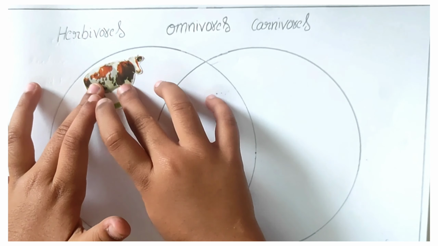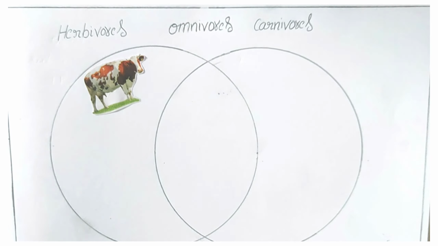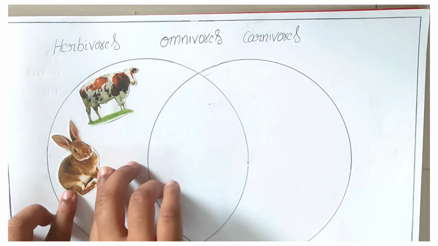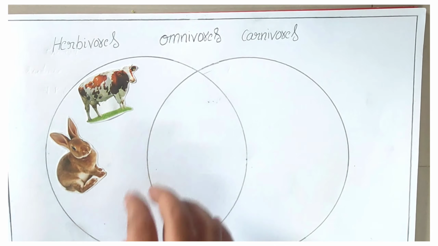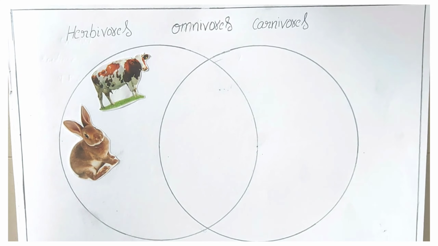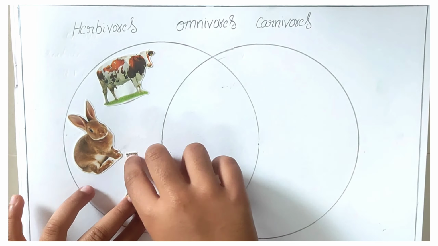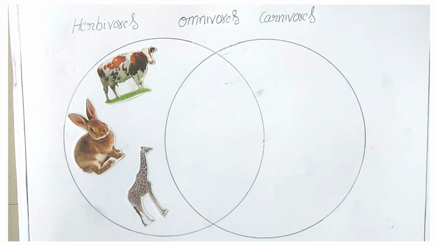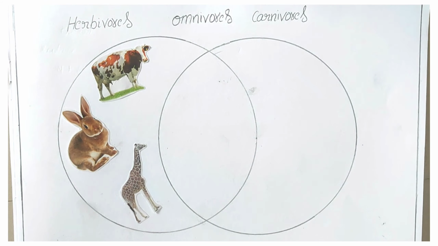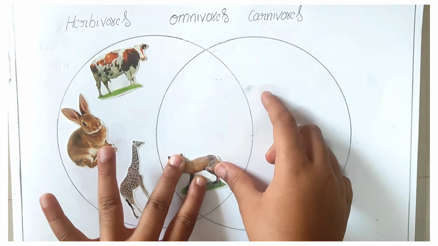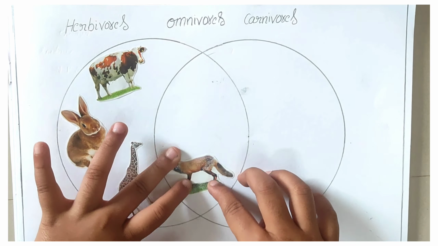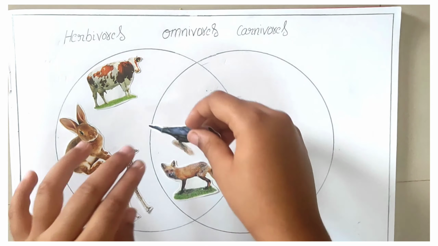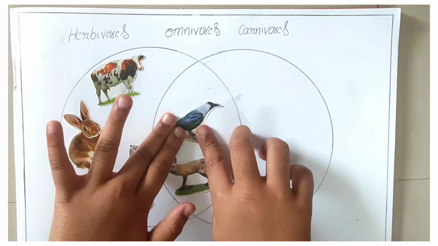Cow. Cow is a herbivore. Rabbit. Rabbit is a herbivore. Giraffe. Giraffe is a herbivore. Now I am going to stick omnivores. Cow.